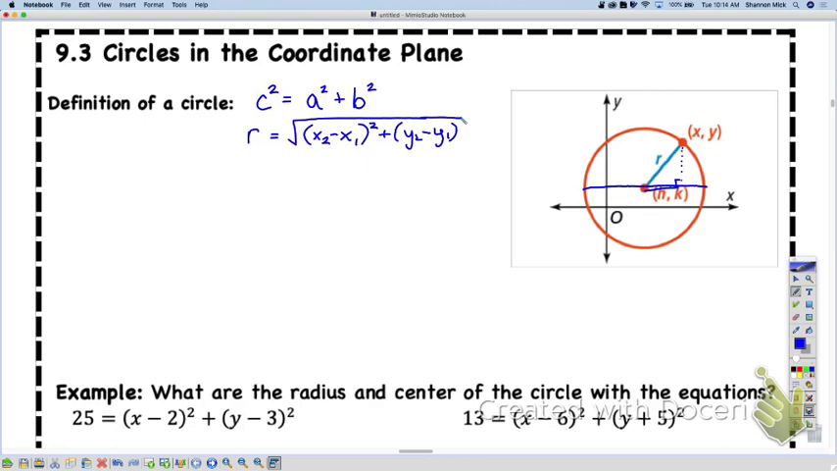Everyone following? Okay, so we've got some points. X and Y would be my second one, wouldn't it? And my other one would be H and K, wouldn't it? Okay, so we're going to replace them. So R is going to be the square root of X minus H squared plus Y minus K squared. Yes, sorry, I think I said it and didn't write it.